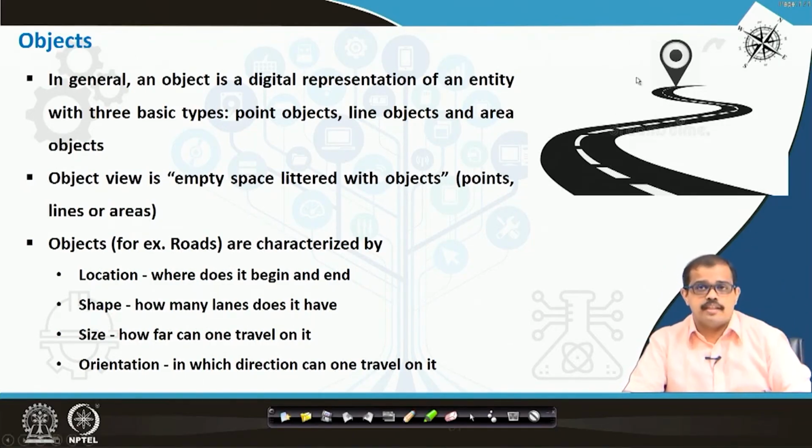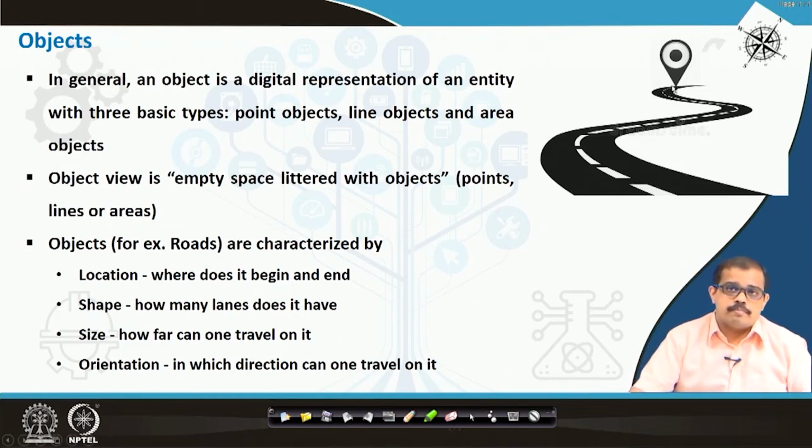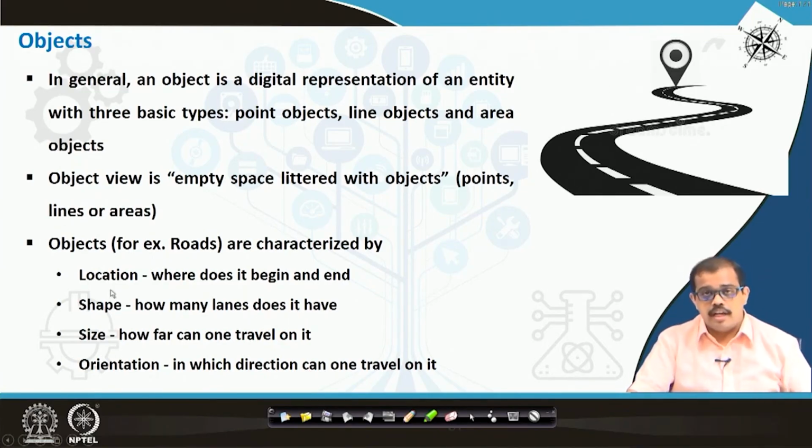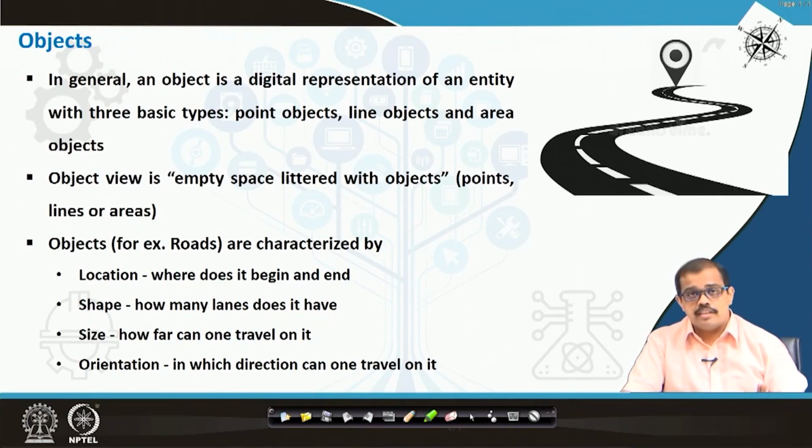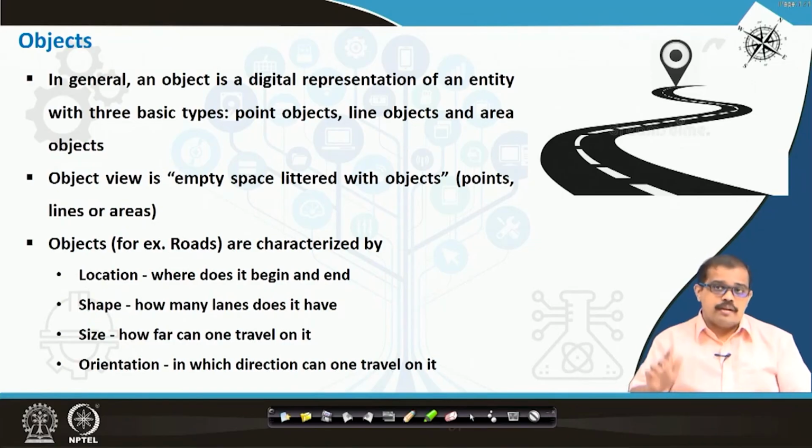Line object is representing this road, point object is representing this location here, maybe an industry. Okay. So the entire board is nothing but an empty space. But it is a collection of point objects, line objects, and area objects. It may be a collection of all of these, or even just one of these. That depends on what kind of object it is.